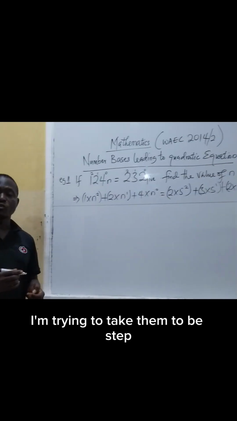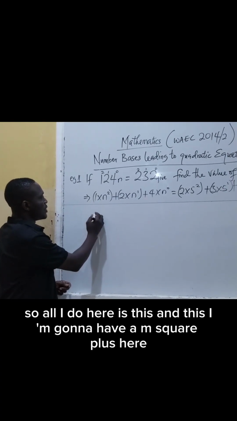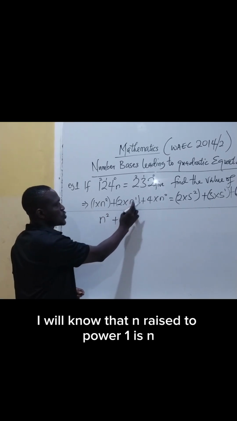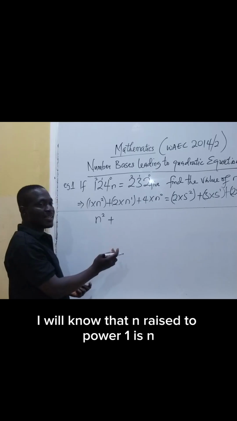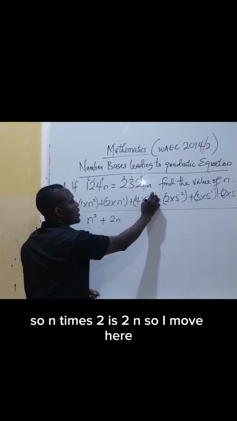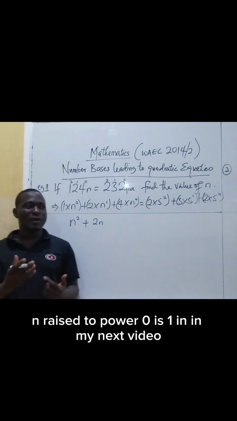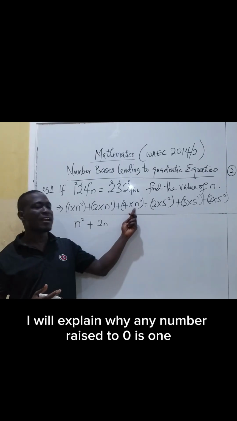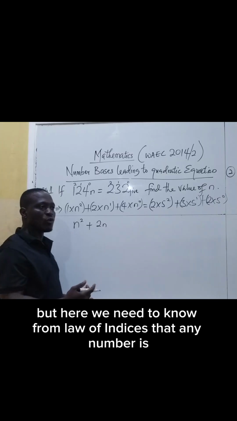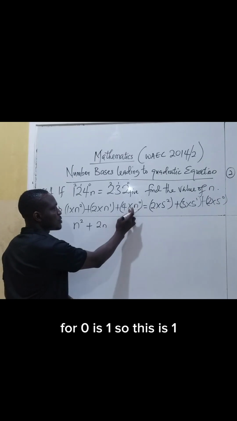I'm trying to take them to base 10. So all I do here is this and this. I'm going to have n squared plus, here I will know that n raised to power 1 is n. So n times 2 is 2n. Here I have n raised to power 0. n raised to power 0 is 1. In my next video, I will explain why n raised to power 0 is 1. I can prove it and show you. But here, we need to know from law of indices that any number raised to power 0 is 1. So this is 1 multiplied by 4.